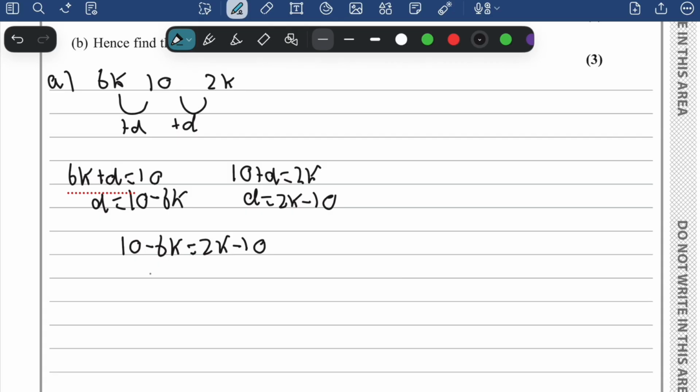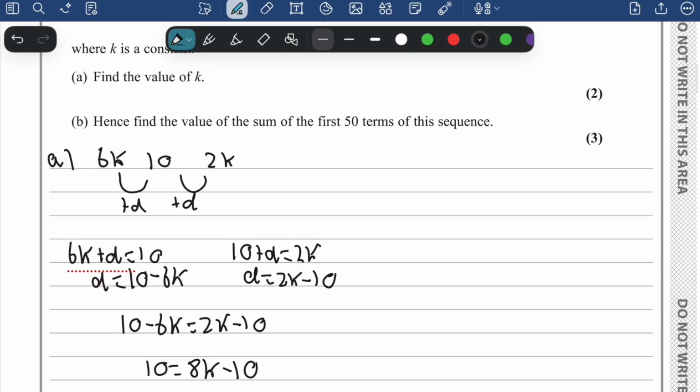So then just solving here, we add 6k to both sides. Add 10 to both sides as well. And we get 20 equals 8k. And then obviously just dividing by 8 now, we're going to get that k is equal to 5 over 2. So correct. Part B says, hence find the value of the sum of the first 50 terms.